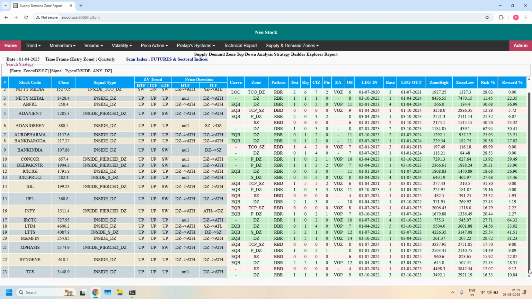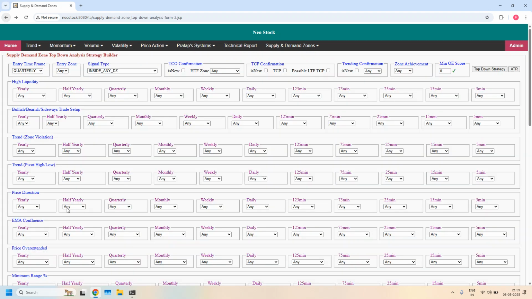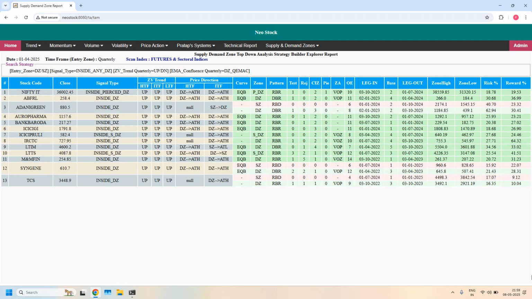We can further filter this list based on quarterly demand zone having quarterly EMA confluence, and also trend on the quarterly should not be sideways, can be up or down. We got 13 stocks are filtered.